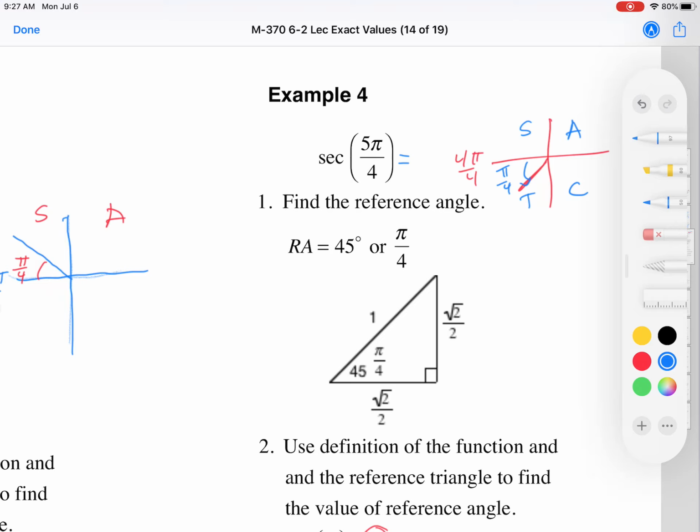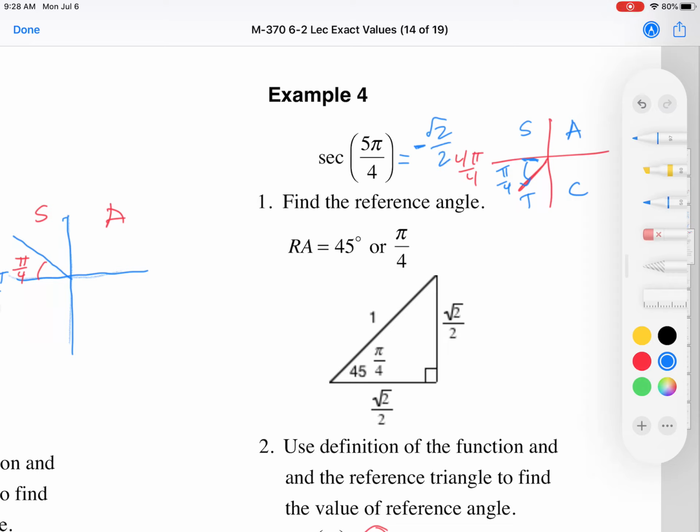Tangent. Only tangent and cotangent are positive in quadrant 3. Cosine. Only cosine and secant are positive in quadrant 4. I think I may have said tangent was in quadrant 4. It's 3, as you can see. So we know that we're in quadrant 3. We already know secant's related to cosine or x, or you could also see that I have a negative x value. So it's going to be negative, and it's going to be root 2 over 2.